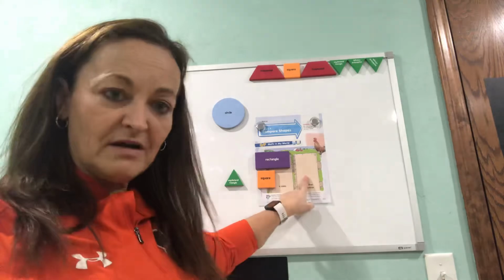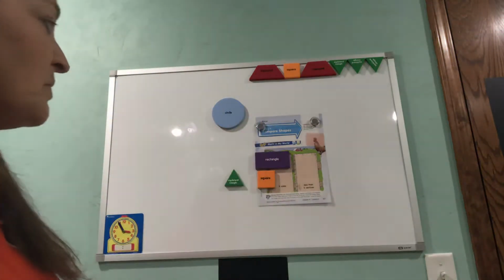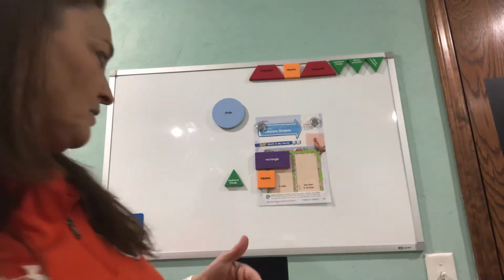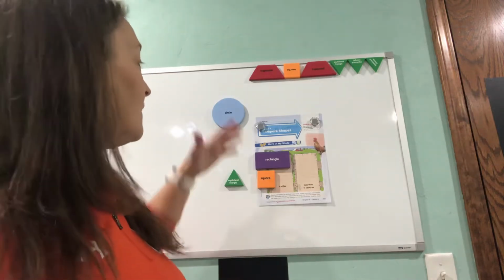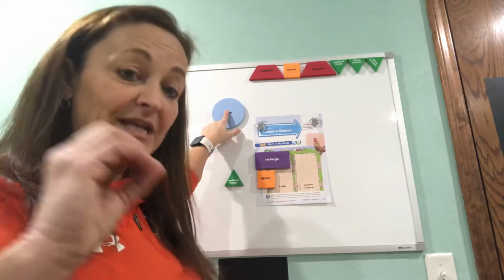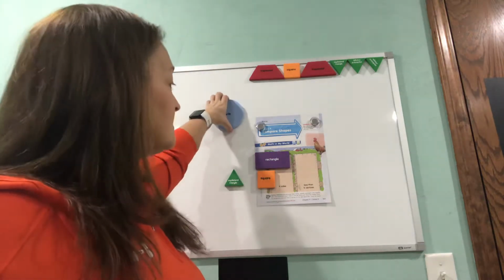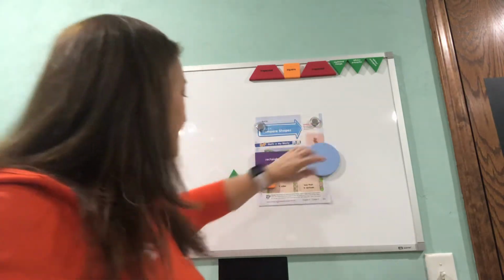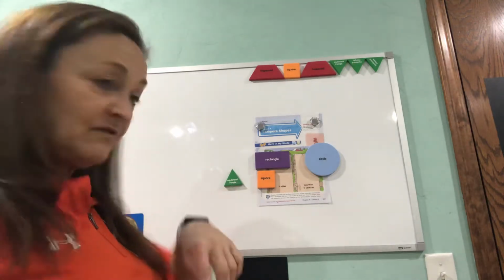This one over here on this side of the fence, it wants us to put the ones that have less than 4 vertices. So does this one have less than 4 vertices? The circle? Yeah, because it doesn't have any, and 0 is less than 4. So I'm going to put it over here. Does my triangle have less than 4 vertices?